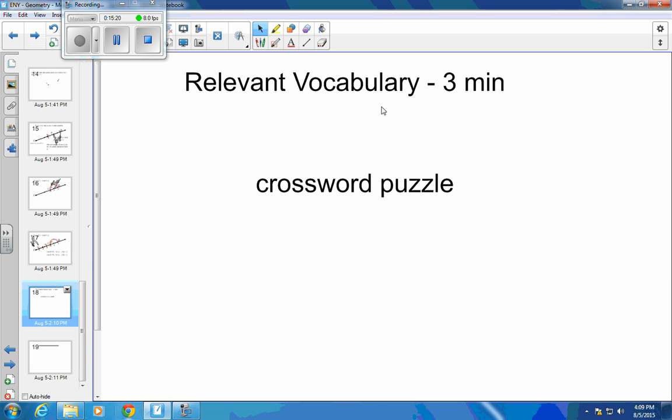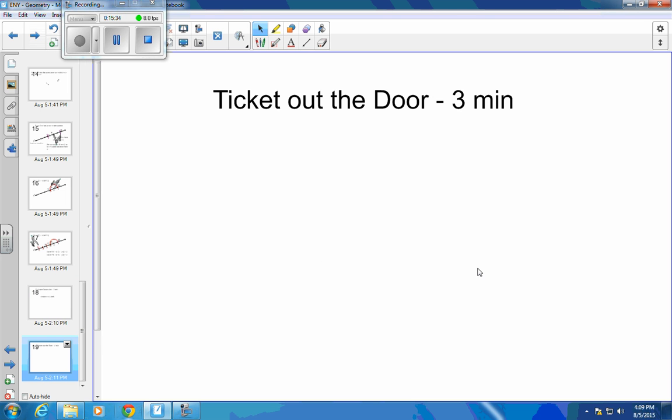And then you've got some relevant vocabulary. So there's a crossword puzzle. You want to do the crossword puzzle. The vocabulary words are all defined here for the rest of the page. So that's pages 4 and 5 that have vocabulary words defined. And then the homework is the problem set. And there's a ticket out the door to do also. And that gets you caught up in everything we did during the class period.